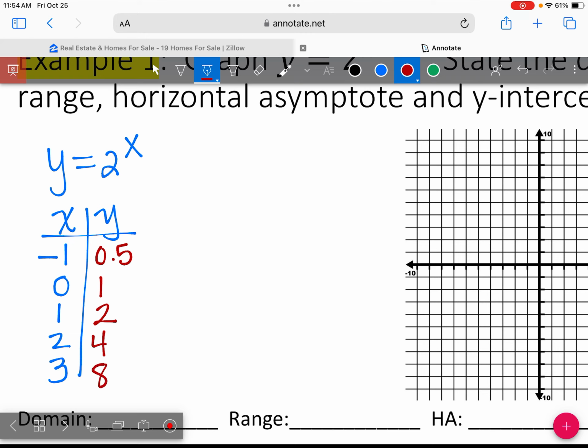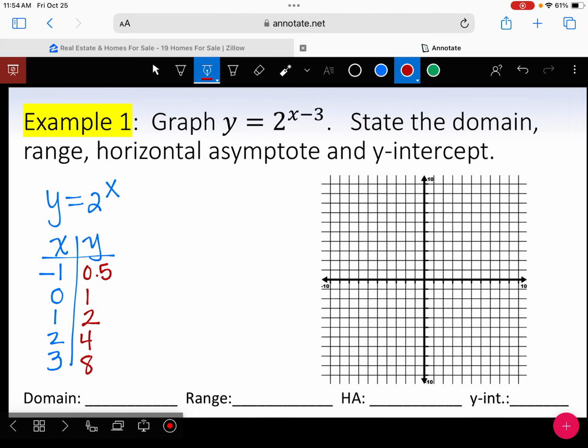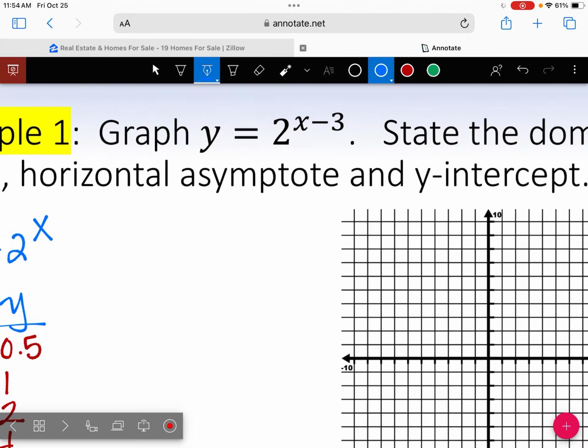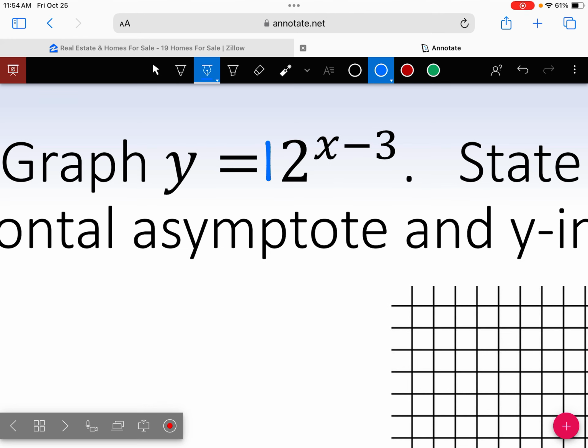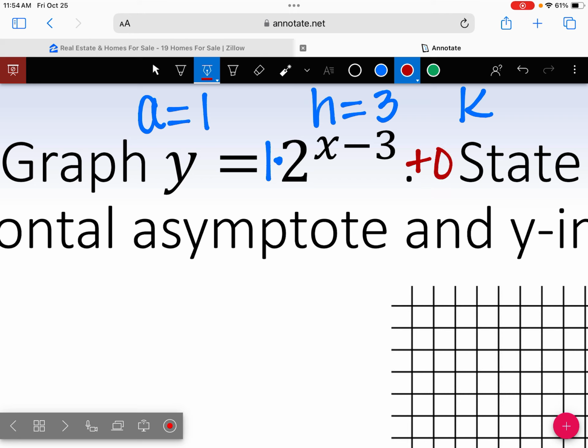So this is our base parent table. When I'm looking here, the a value is the number in front. There's an invisible 1 right here. So in this example, a is 1. h can be found in the exponent, and you always flip the sign. Notice how it says x minus 3. That means that h would be positive 3. And your k value, there's an invisible plus 0 out here. So k is 0.